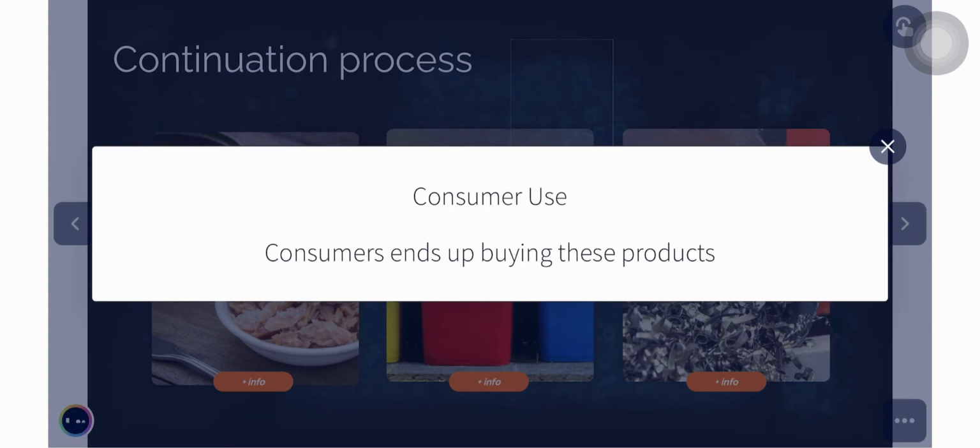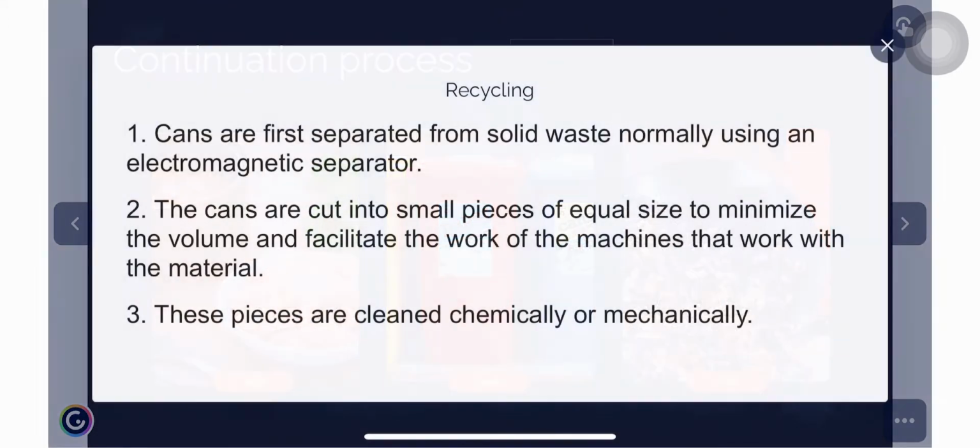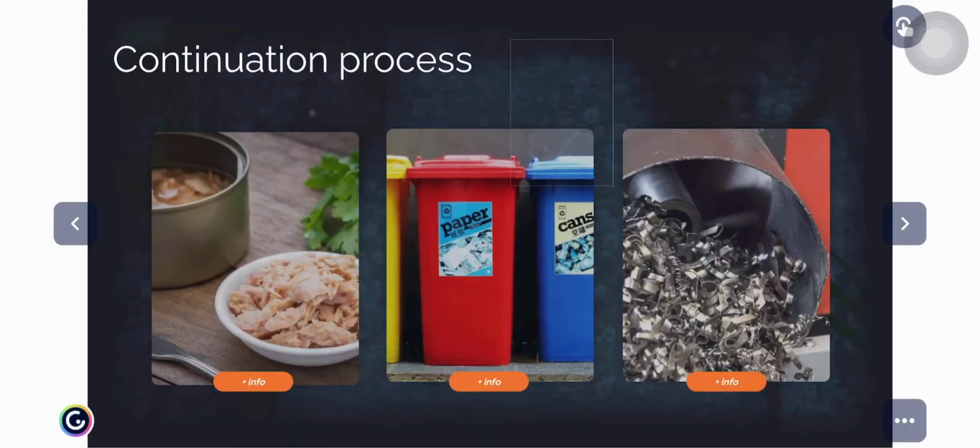For the recycling of aluminum cans, as well as other metal containers, a separation at source and previously selected collection are required. From there begins a complex system that takes advantage of its material, steel and aluminum, indefinitely and without losing its properties. Cans are first separated from solid waste, normally using an electromagnetic separator. The cans are cut into small pieces of equal size to minimize the volume and facilitate the work of the machine that works with the material.